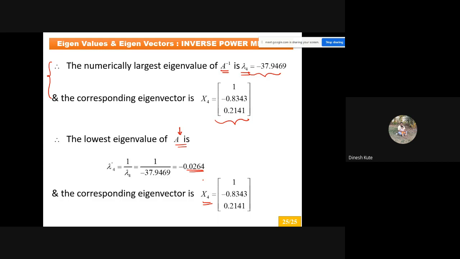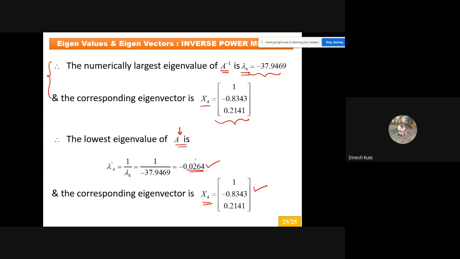Okay, and this is your final answer. So there is no change in the eigenvector; you can write it for A inverse also, and for A also. The only change you will find is in the eigenvalues. For eigenvalues you need to take the inverse, 1 upon that lambda 4. So this is the smallest eigenvalue and its corresponding eigenvector.